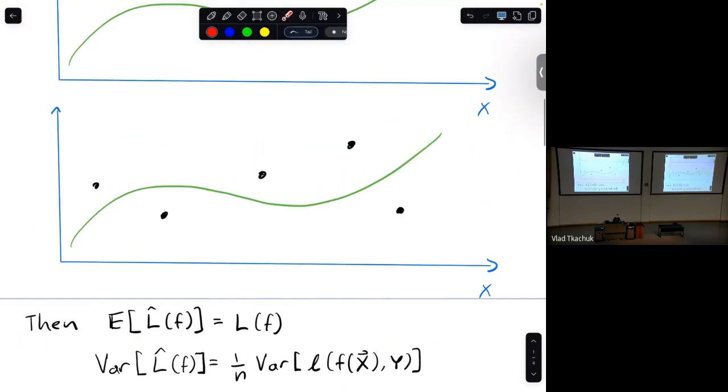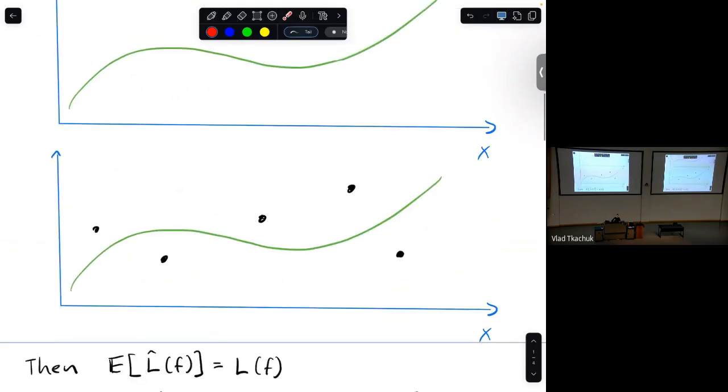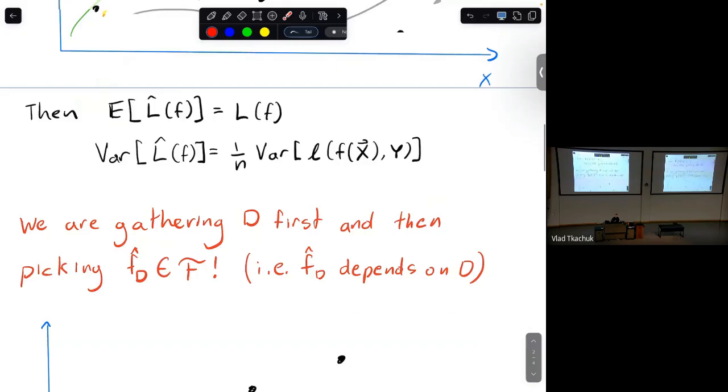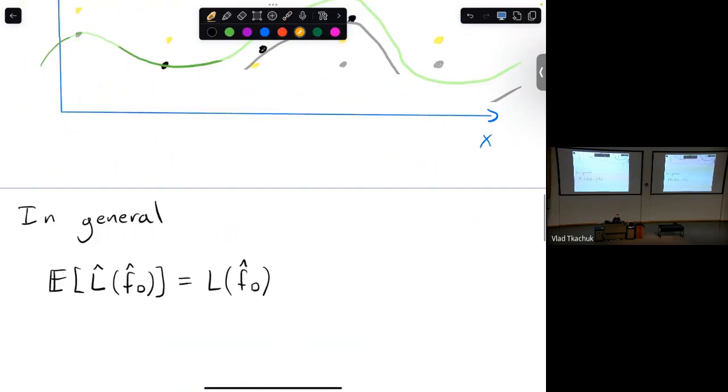In the previous case, suppose, just to make it clear, you did gather this data first, and then you picked this function independent of it. It didn't matter. Well, then if you gathered new data, it's probably going to look something like this. And you can see that, on average, the error of that new data is going to be about the same as before. So nothing is really changing. But in this case, it's going to be much smaller. And so in general, this no longer holds.